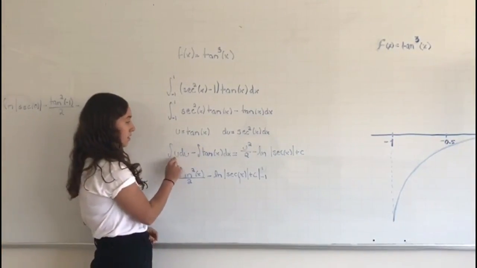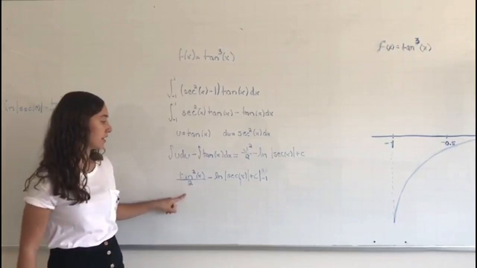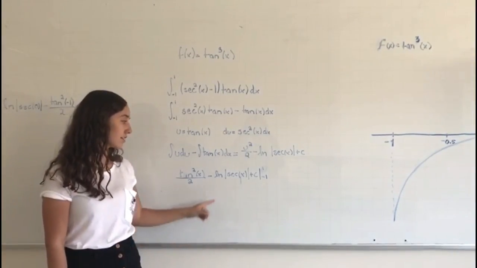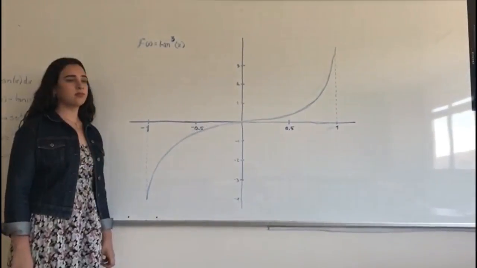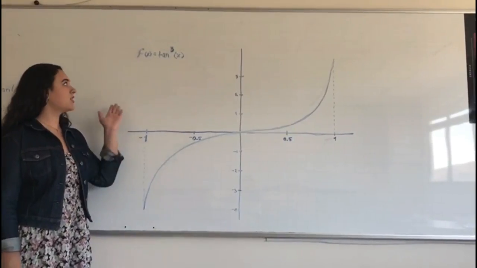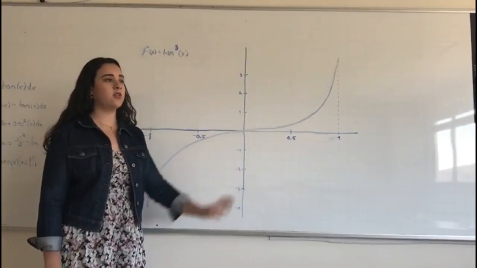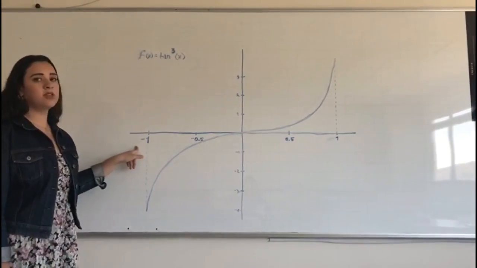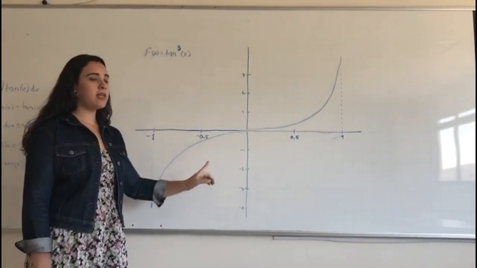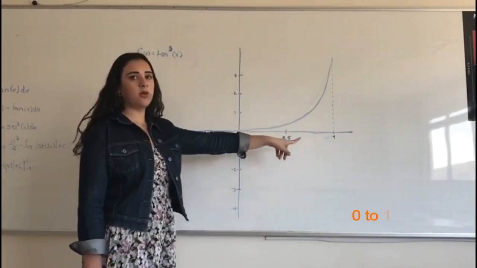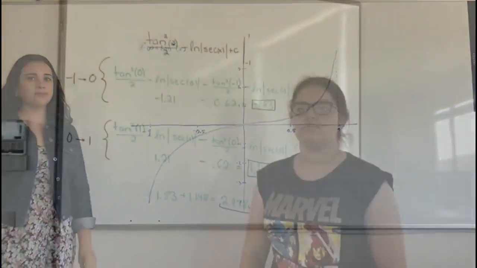We'll plug in the u. And so it's tangent squared of x over 2 minus natural logarithm of secant of x. This is the graph of the function tangent cubed. As you can see, we have a negative area and a positive area. So we'll have to get the integral on the interval from -1 to 0 and the integral from 0 to 1 and then add up the results.